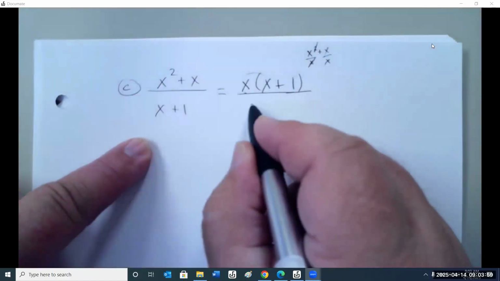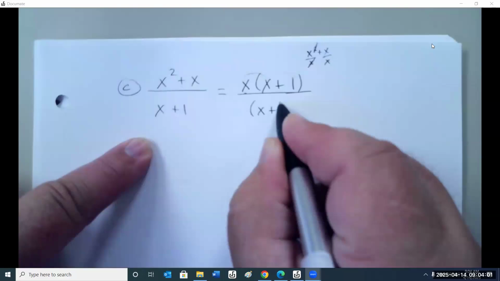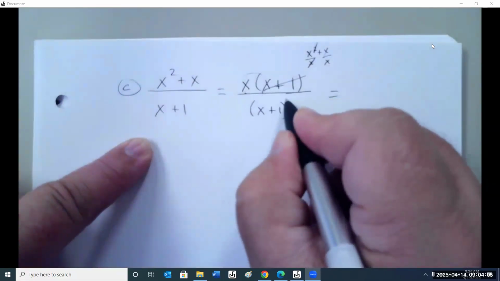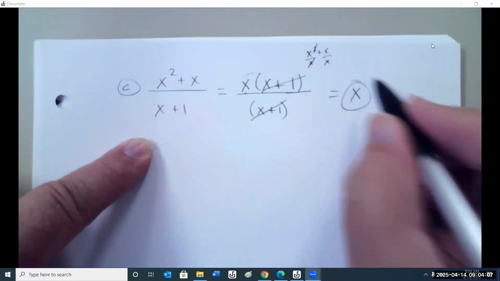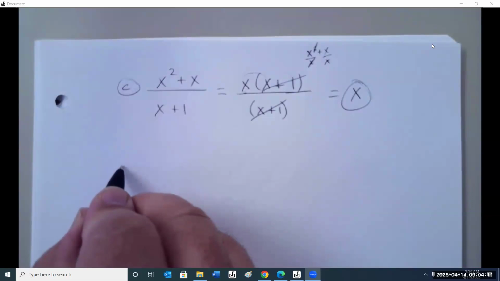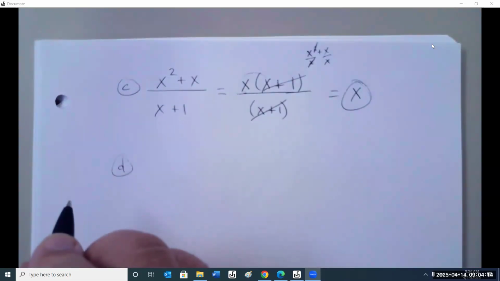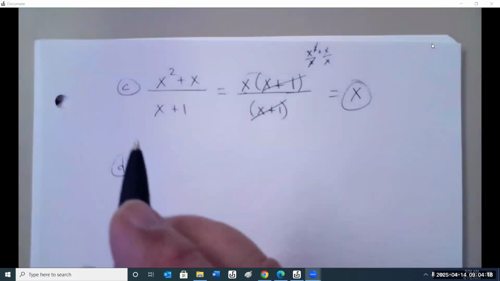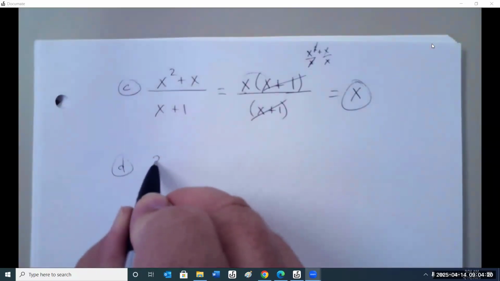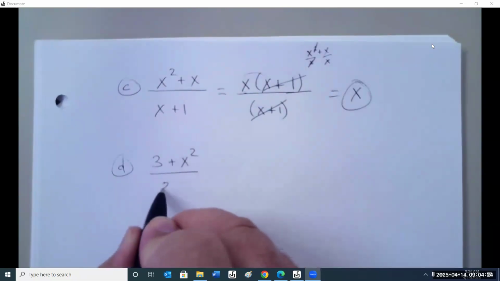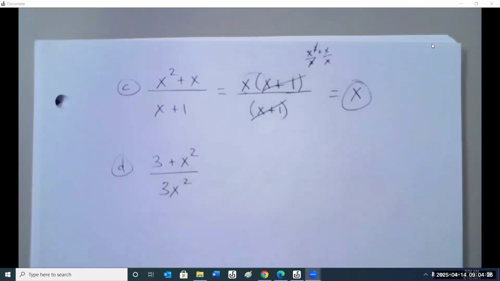Can't factor anything out of the bottom. So I can't cancel anything. So the answer is x. It just means x is x. X is a variable, it could be anything. Next: 3 plus x squared over 3x squared.